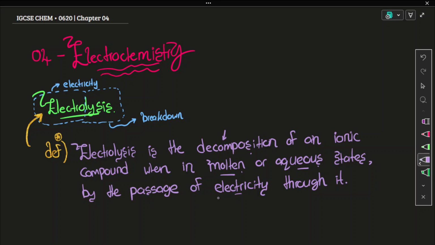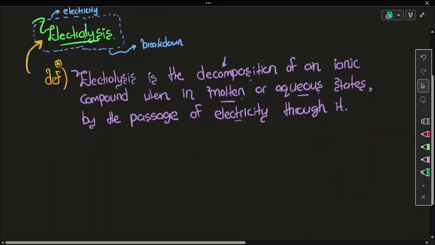So if you were to shrink this definition down, make sure you keep all of this. You simply keep all of this information as is and shrink it down. Okay. All right. So that will be the formal definition of electrolysis: the decomposition of an ionic compound when in molten or aqueous state by the passage of electricity through it. Once we are through with that definition, enter the world of electrolytic cells.